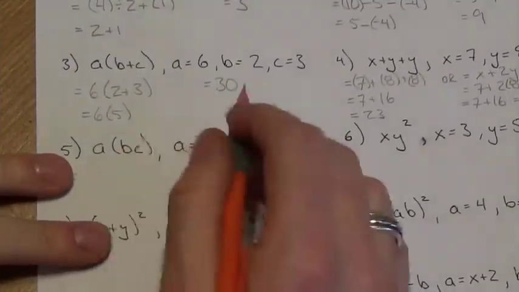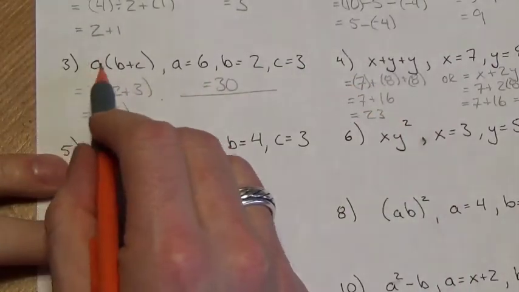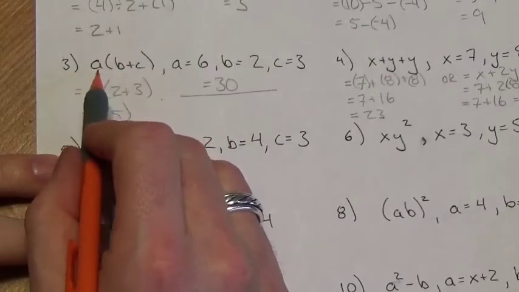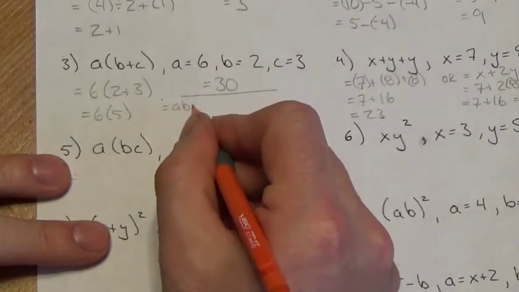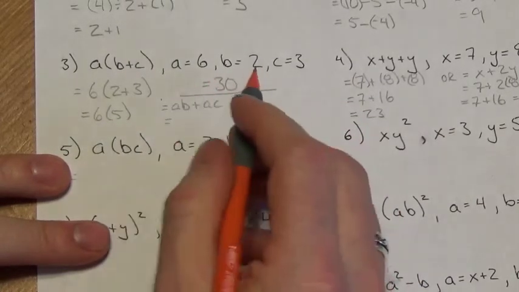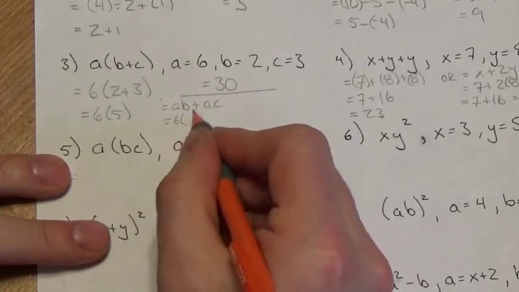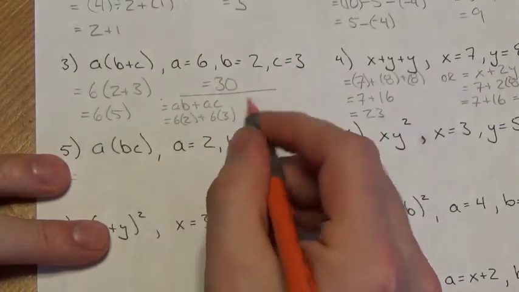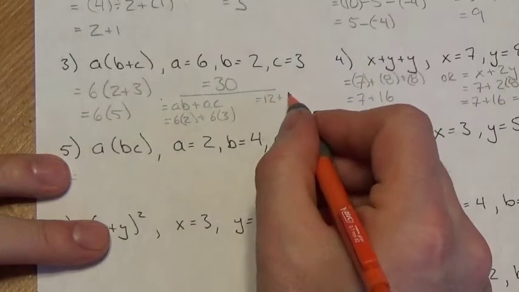Now, this question could have been done a different way as well, because what we could have done here is distribute that value of a through, because I'm multiplying a by the sum of b plus c. Multiplication distributes over addition. So this could have been written as a times b, a multiplied by b, plus a multiplied by c. And now when I substitute those values in, this is a multiplied by b, so 6 multiplied by 2, plus, again, 6 multiplied by 3. And 6 multiplied by 2 is 12. 6 multiplied by 3 is 18.